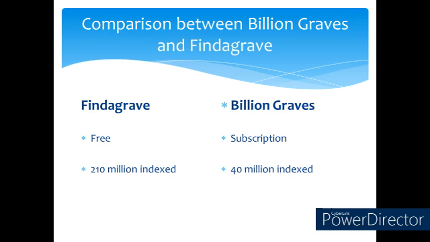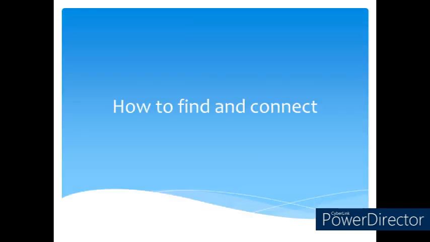Are there duplicate entries? Yes, a lot between the two sites. On each individual site there are few, but they're being eliminated as they're identified by each administration. So how do I attach the Find a Grave record to an individual in a family tree?